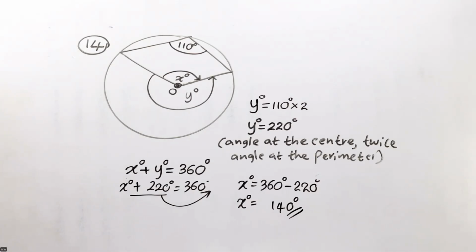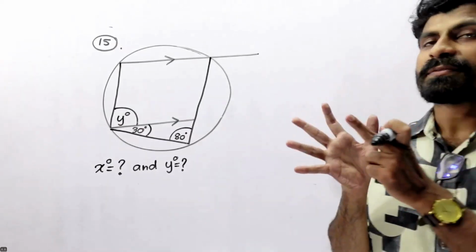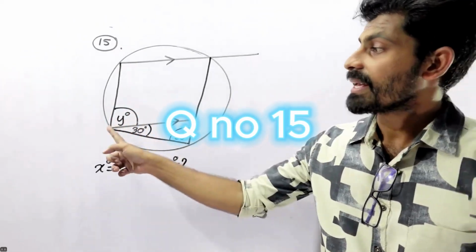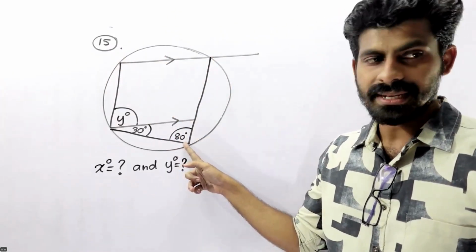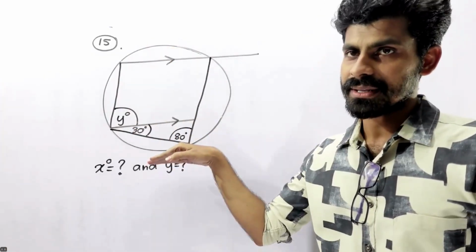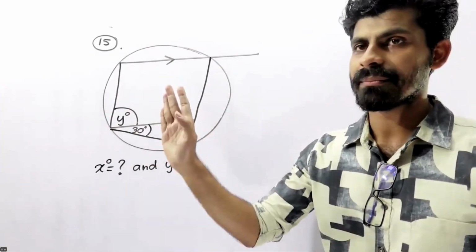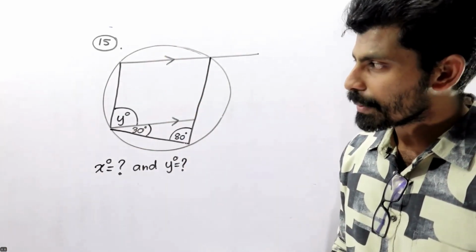So that means my x equals 140. Section number 15, look at this one. There is a cyclic quadrilateral, and you can see that those two lines are parallel. Those lines become parallel, and you can do this one.